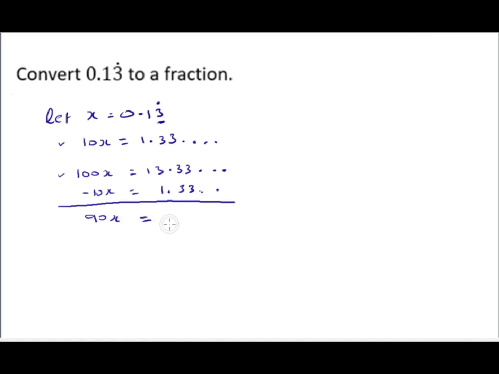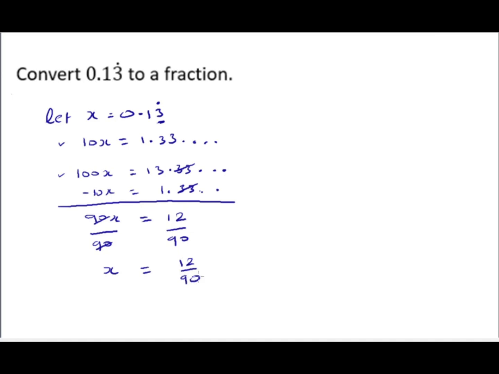And 13.33 subtract 1.33, you realize that the recurring part is eliminated, so we're left with 12 right here. Now once we're at this stage, we need to solve for x. In order to solve for x, we are going to divide both sides of the equation by 90. 90 cancels the 90, so you're left with x here. So x is equal to 12 over 90.